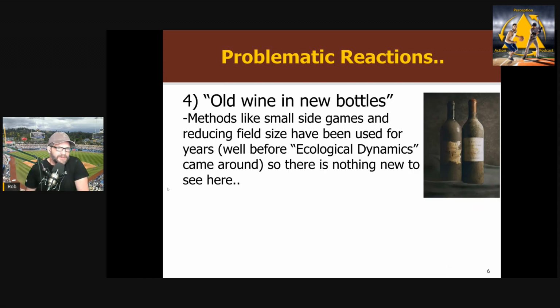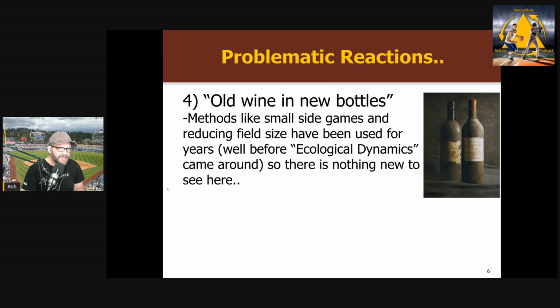The fourth one I'll point out is the old wine in new bottles idea. I've talked about this on the podcast before, and I think it fits in here. The idea that the methods people are talking about in ecological approach, for example, small-sided games, is a very common one that a lot of people that support a constraints approach talk about. And people that see that, they're like, what? We've been doing small-sided games in smaller fields for years, way before your fancy ecological dynamics came along. So there's nothing new here. Let's move along.